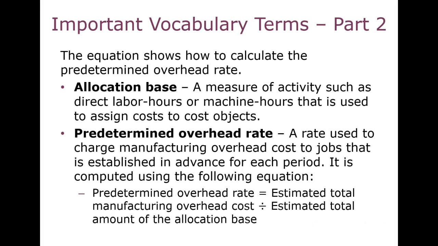Predetermined overhead rates, again, we talked about this in the last chapter. You can see the formula at the bottom. The predetermined overhead rate is found by dividing the estimated total manufacturing overhead cost for the year coming up by the estimated total amount of the allocation base. For example, total estimated direct labor hours for the year that's coming up.